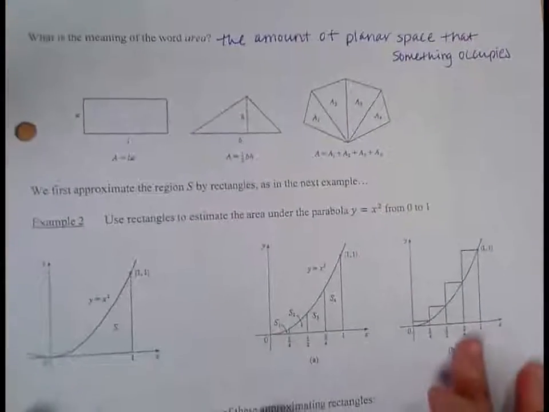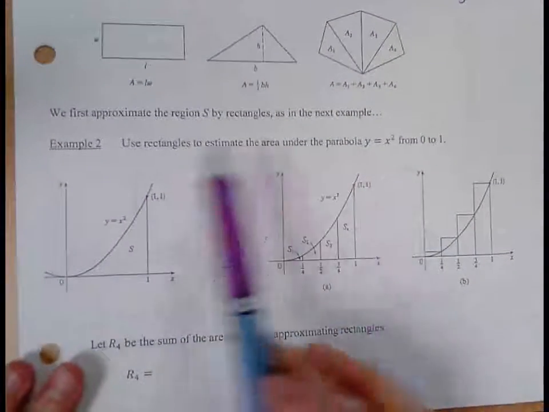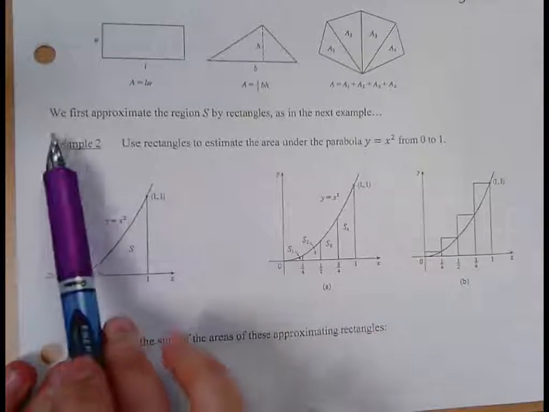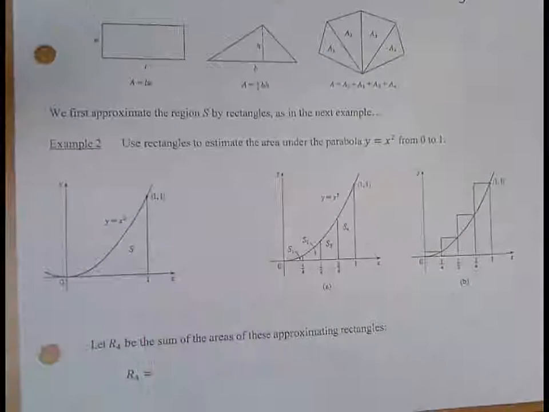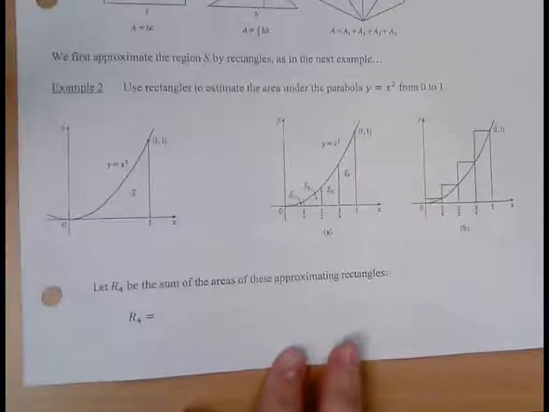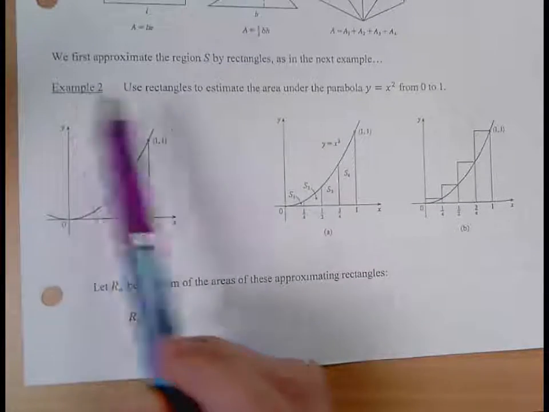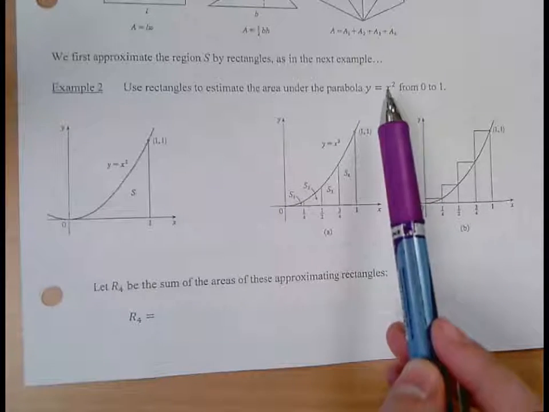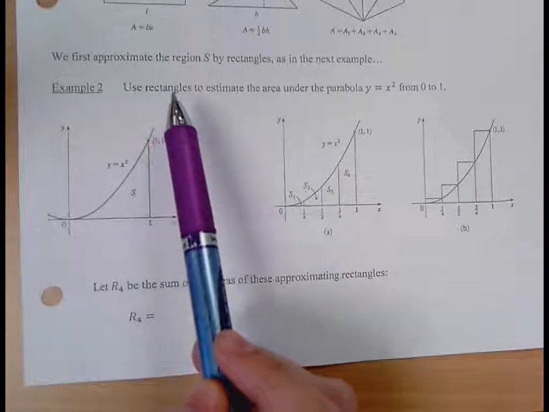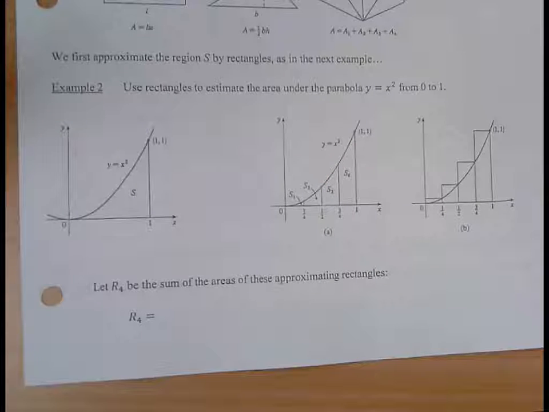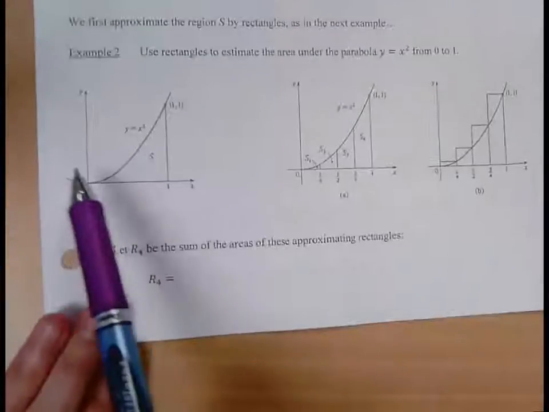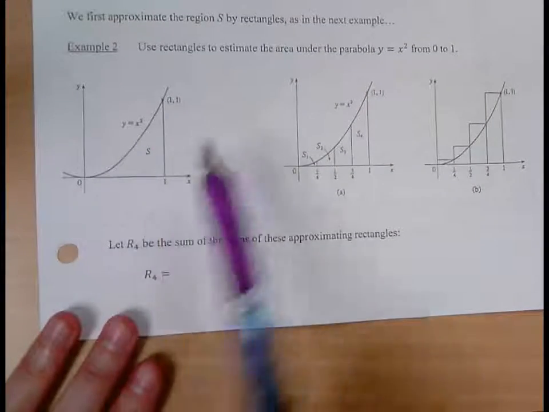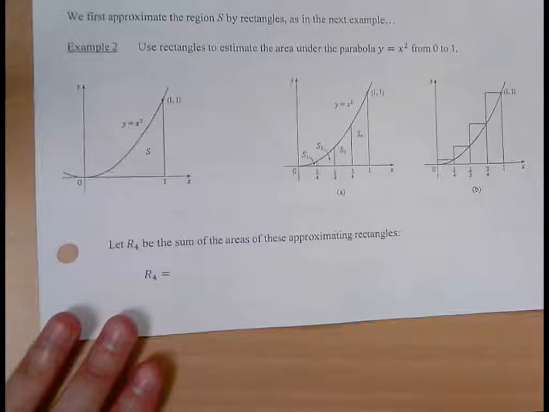So how we're going to go about this, we're going on to a separate example, and we'll come back to that one. We are first approximating a region by using rectangles. Some of you have already spoken to me about this, so you're kind of familiar with this process anyway. For example 2, this is now a specific function, y equals x squared. Use rectangles to estimate the area under the parabola y equals x squared from 0 to 1. This is y equals x squared, zoomed in from 0 to 1, so this is the region S that we're looking at approximating.